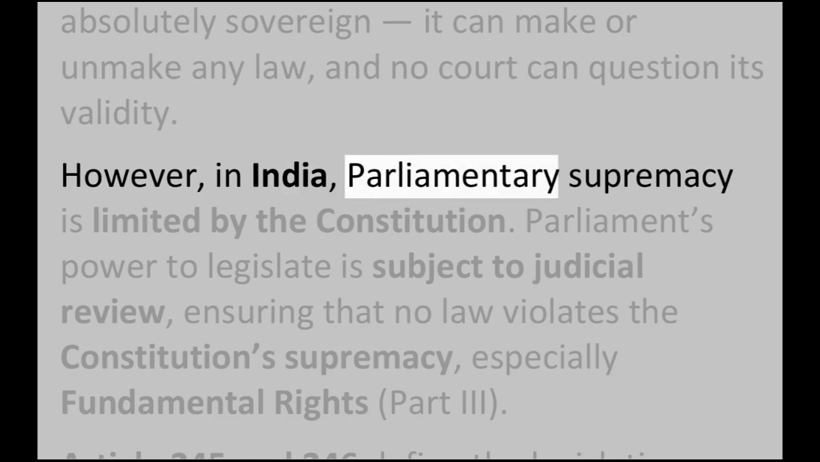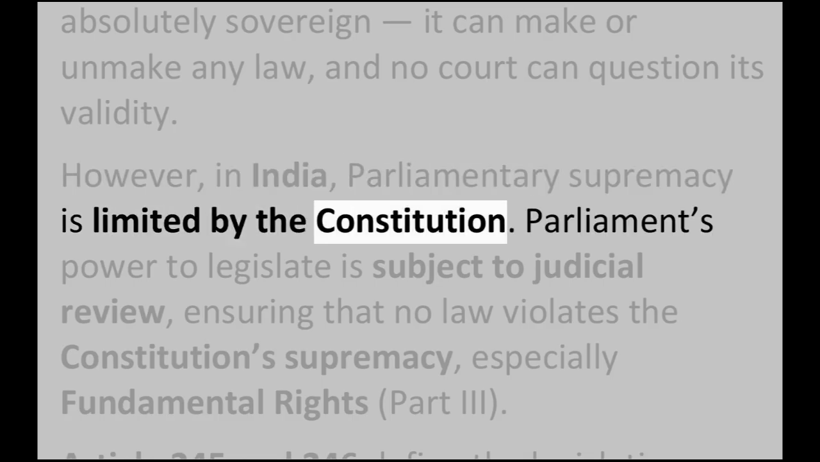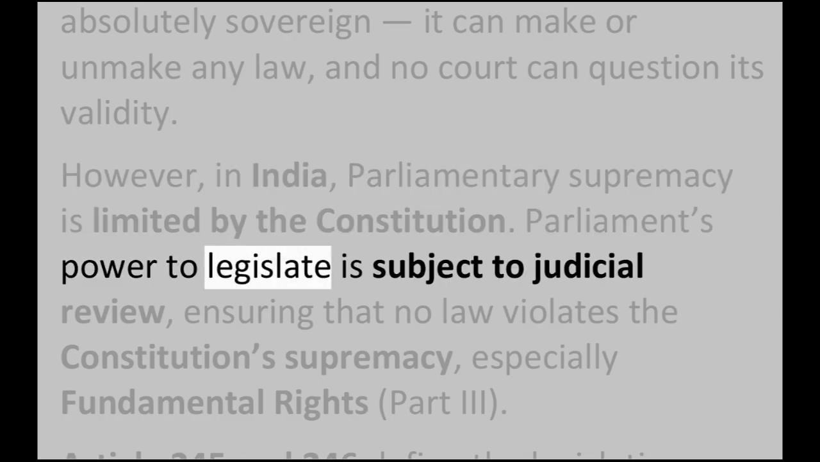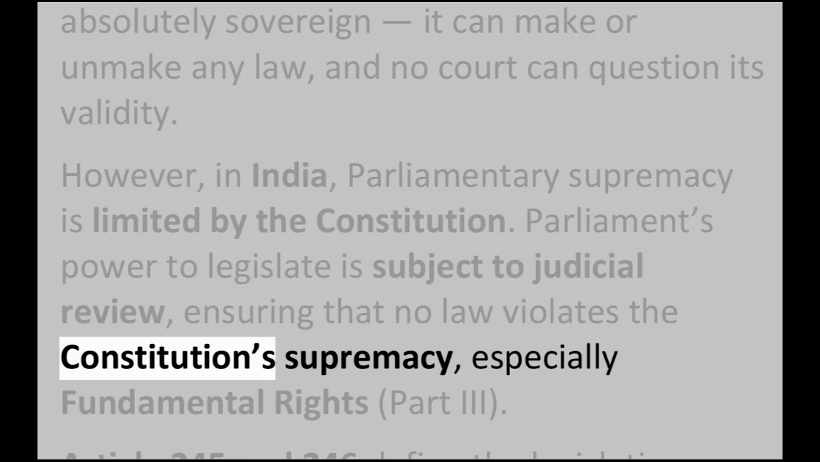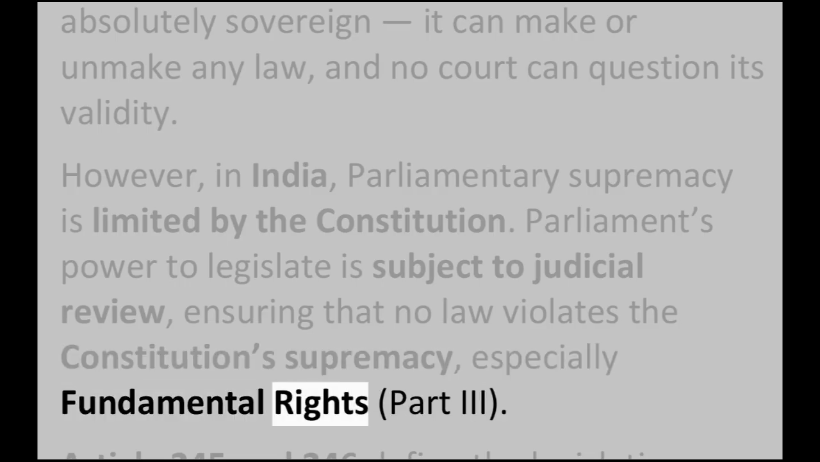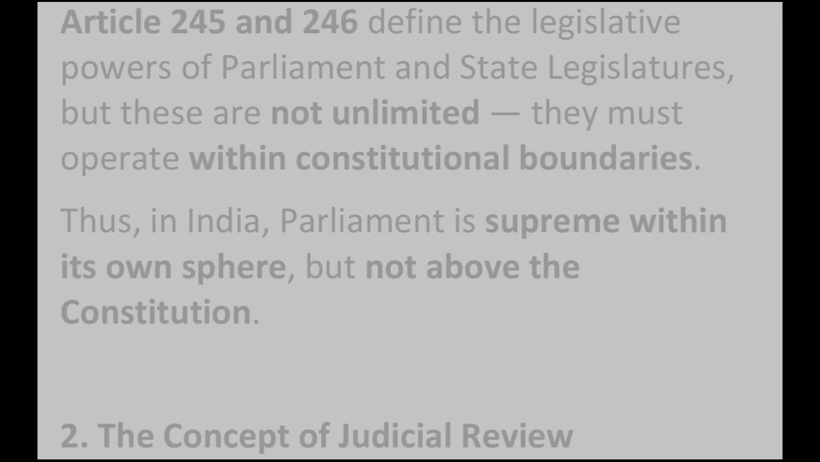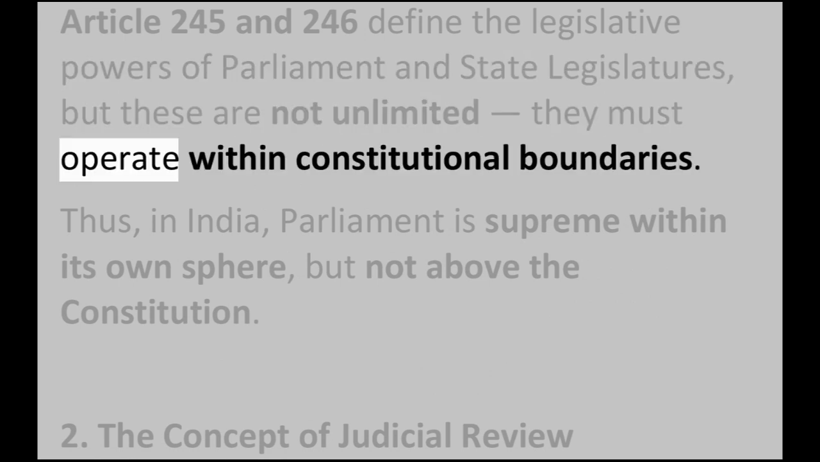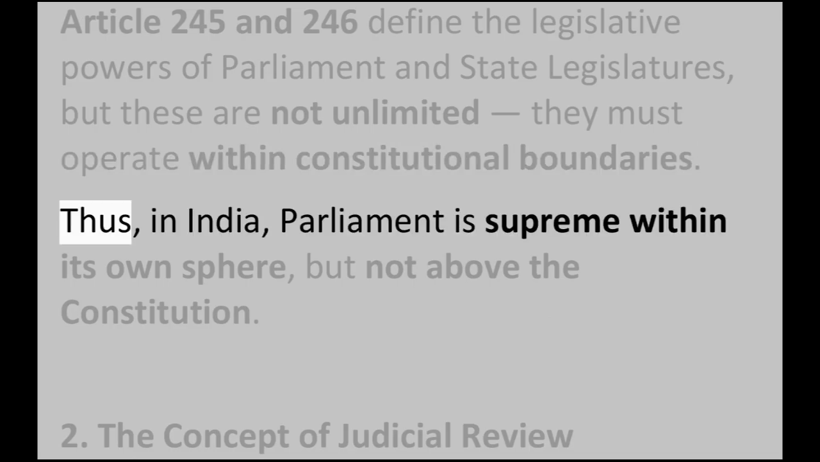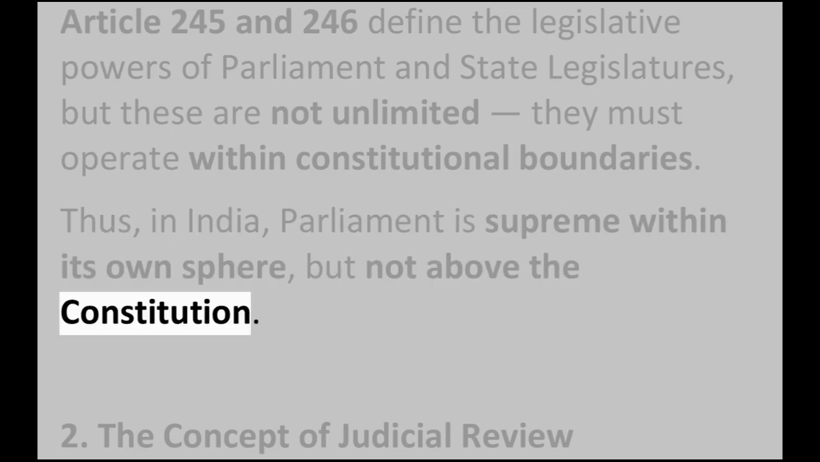However, in India, parliamentary supremacy is limited by the Constitution. Parliament's power to legislate is subject to judicial review, ensuring that no law violates the Constitution's supremacy, especially fundamental rights, Part 3. Articles 245 and 246 define the legislative powers of Parliament and state legislatures, but these are not unlimited. They must operate within constitutional boundaries. Thus, in India, Parliament is supreme within its own sphere, but not above the Constitution.